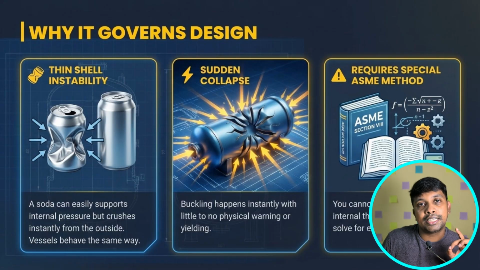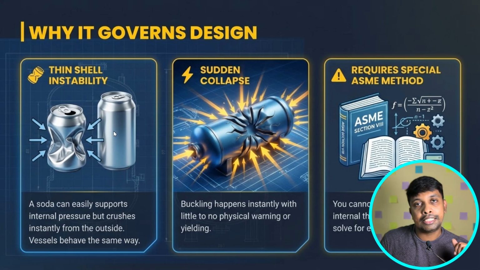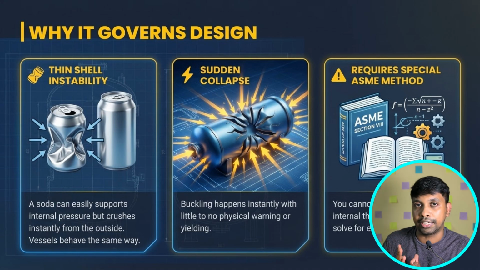Why does external pressure govern the design? Normally internal pressure is the main factor we consider during pressure vessel design, but external pressure also plays a major role. You can consider a soda bottle, or an aluminum coke can, or a Sprite can. If you blow inside the can, you can't burst it, but if you press the can, it will easily collapse. That is the best example for external pressure.